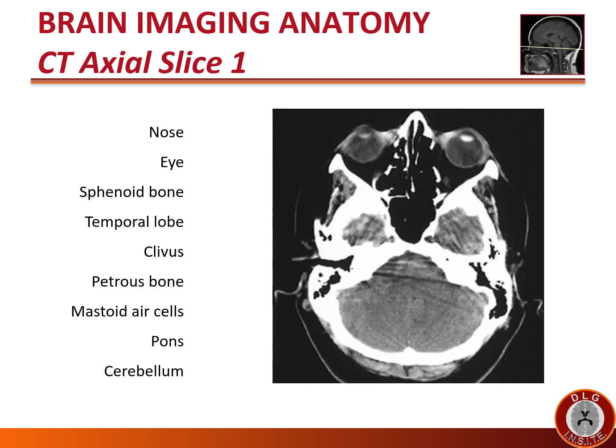We will now view multiple CT scan axial images in the same patient, demonstrating normal anatomy. In the upper right corner of each of these slides is a sagittal MRI showing you the level of the slice depicted. On this image, see if you can identify the structures listed on the left before proceeding.